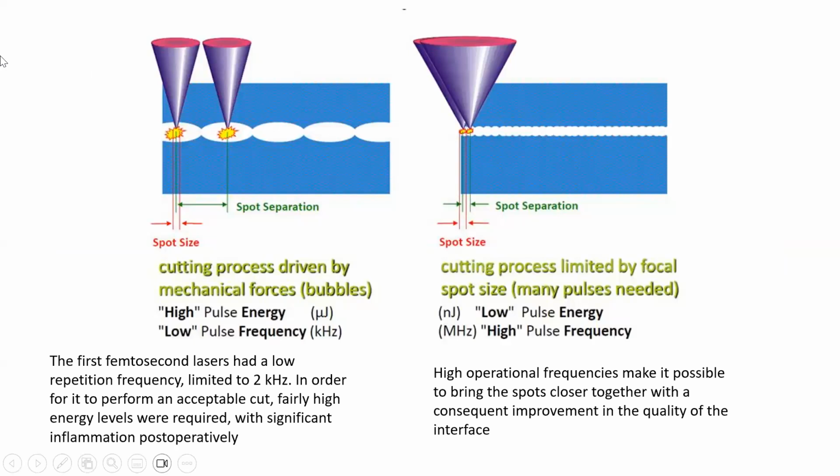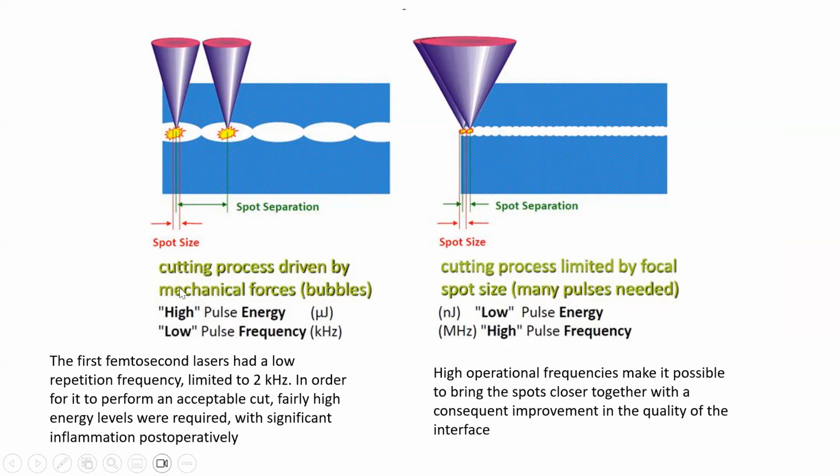The first generation femtosecond lasers had a very low repetition frequency, which was limited to 2 kilohertz. So in order to perform an acceptable cut, fairly high energy levels were required with significant inflammation post-operatively. So the newer machines with higher operational frequencies make it possible to bring the spots closer together, and this causes a consequent improvement in the quality of the interface.